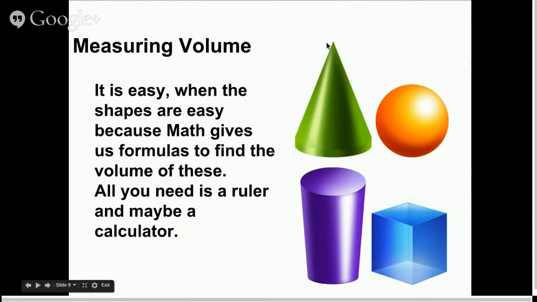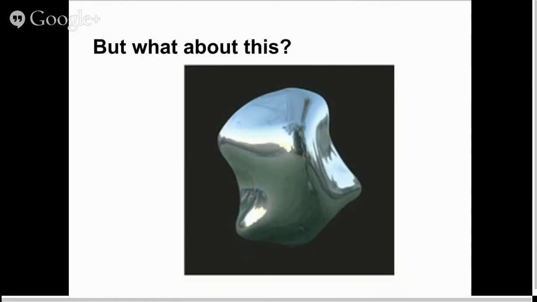Measuring volume is actually pretty easy if the shapes are easy. So spheres, cubes, boxes, cylinders, cones, because all we need is math and we already have formulas. But what if I were to hand you an object like this? How would you find the side length of this? Where does one side even start? So how about this?